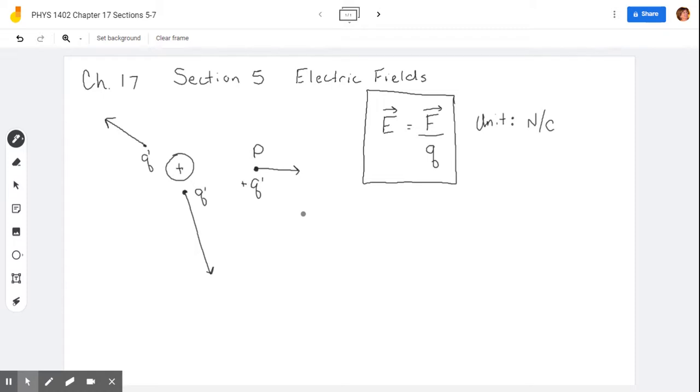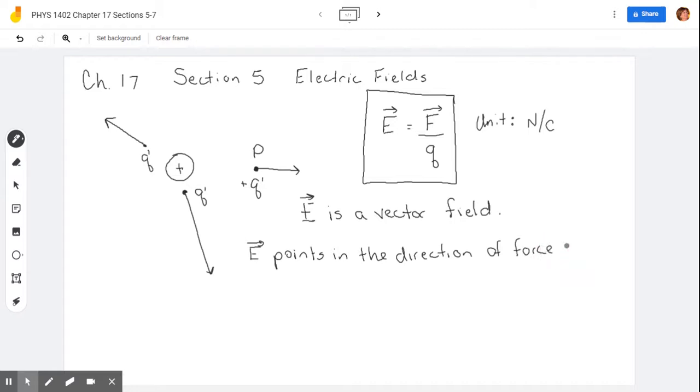Electric fields are vector fields. What does it mean if something's a vector field? It means that field has direction, and the direction matters. In particular, the electric field points in the direction of force on a positive charge.